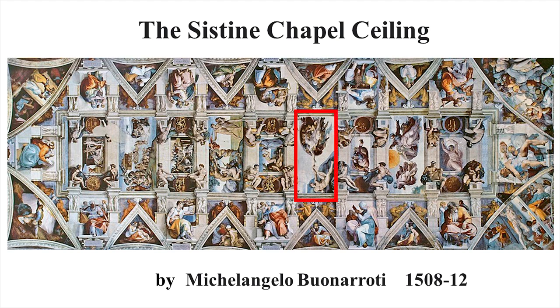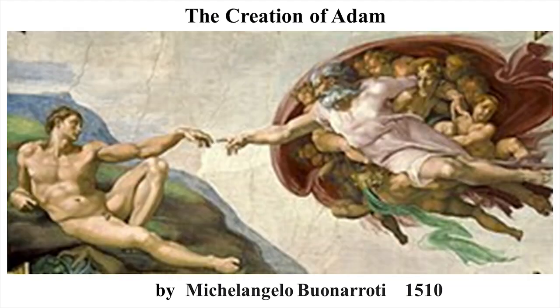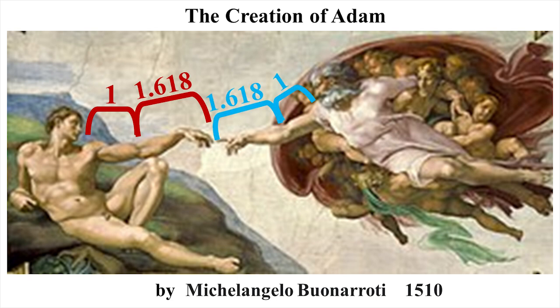So we'll use the one that he painted there on the chapel ceiling. Here's God creating Adam. Notice Adam's arm. From his shoulder to his elbow is 1. From his elbow to the tip of his finger, 1.618. Same applies with God's arm reaching down. Notice that God's arm, when he's reaching, his finger is extended, reaching out as far as he can to Adam.